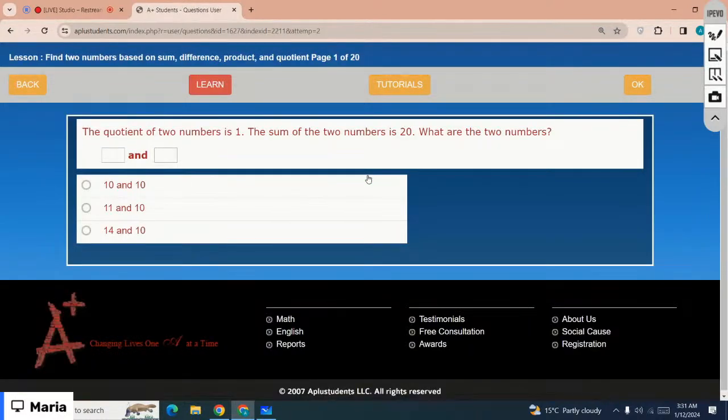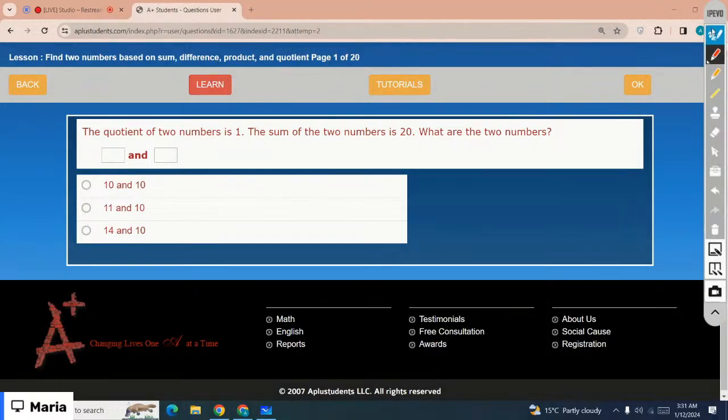The quotient of two numbers is 1 and the sum of the two numbers is 20. What are the two numbers? Quotient means when you divide the numbers, the answer is 1, right? Here you are given the quotient. Just look at the first example. They are 10 and 10. When you divide 10 by 10, the answer is 1, right? 10 times 1 is 10. 1 is the quotient here, right?